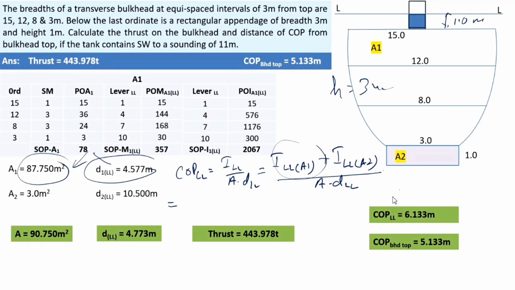Guys, how will you get ILL of A2? I want to check from the class and test you now. It's a testing question. Just tell me the method. I don't want values. Parallel theorem. Very good. We'll have to apply the theorem of parallel axis. LB cube by 12, right? Yeah.